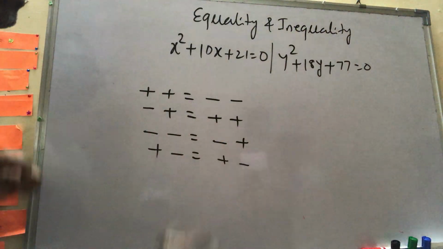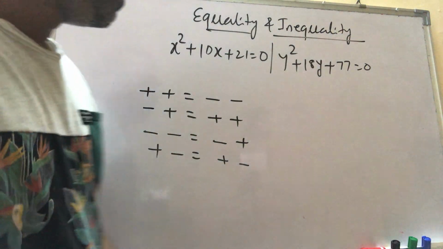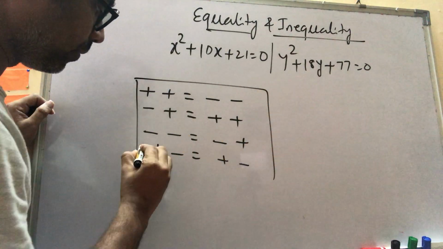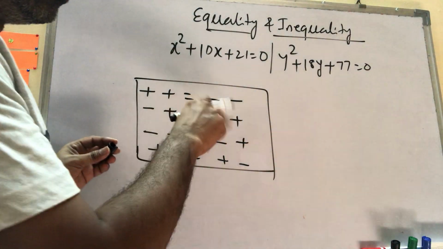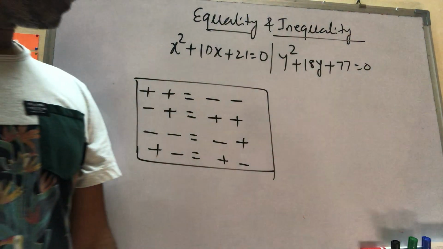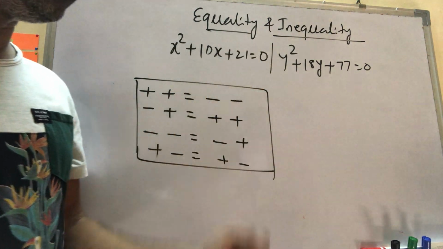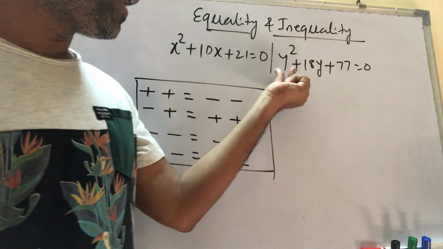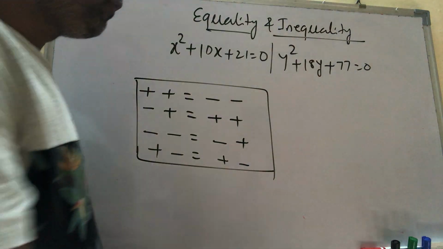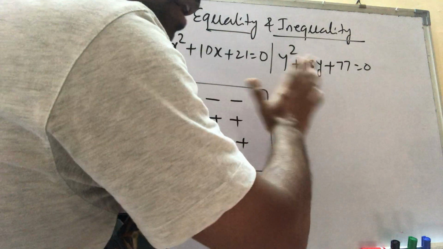Please write down this. Equality and inequality, also called what? Quadratic equations. Please write down this question and this rule. The question is x square plus 10x plus 21 equal to 0. And on the other side, we have y square plus 18y plus 77 is equal to 0. What we have to do here? We have to just find out the factors of x and factors of y, and just compare.